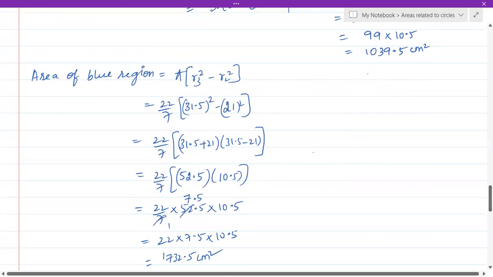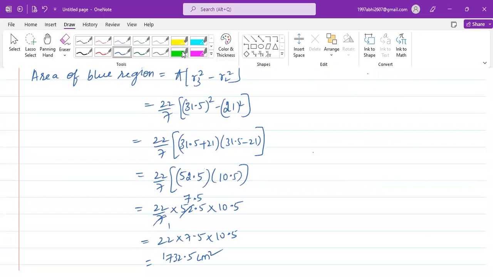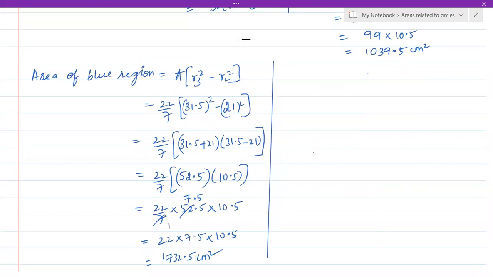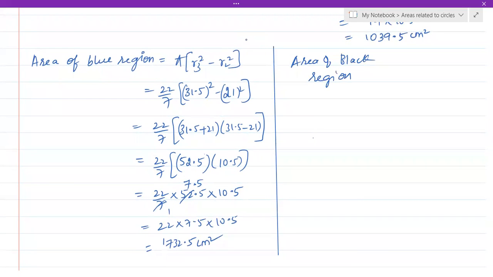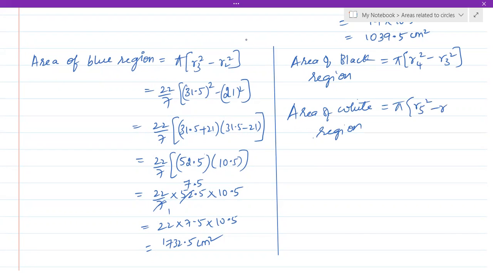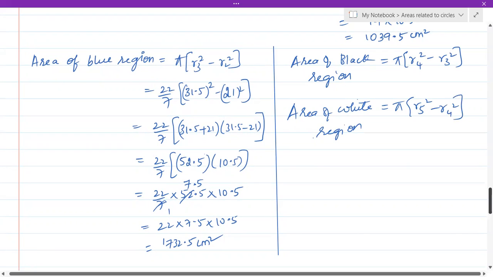Okay. Now similarly, after blue it's the black region. So let's find the area of the black region. Again, the black region is also a circular ring. So now it is the fourth circle minus the third circle: pi, r4 square minus r3 square. I have done enough problems here, so you can try this out. Now for the last one, the area of the white region. Again, the same formula: pi, the fifth one, r5 square minus r4 square. So solve this and find the answer.